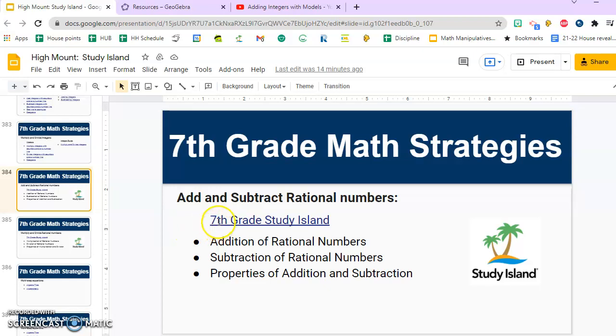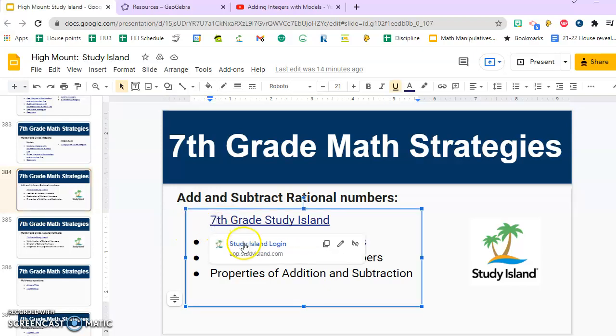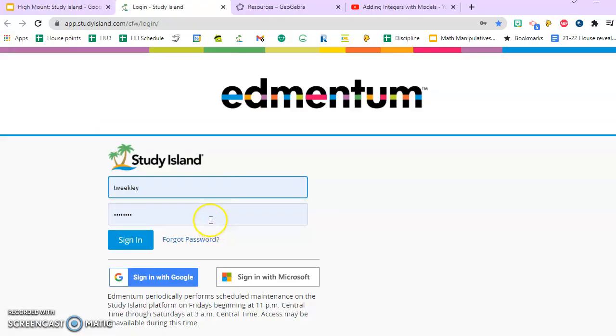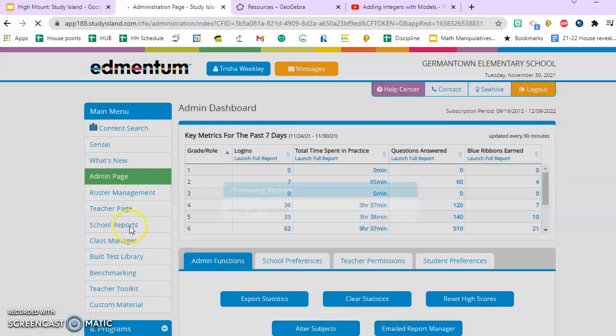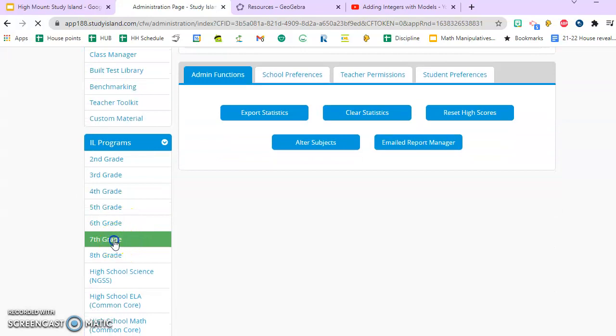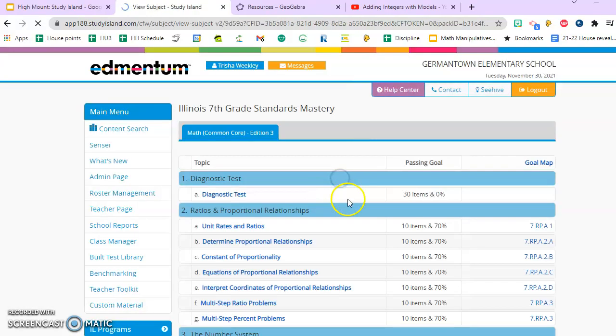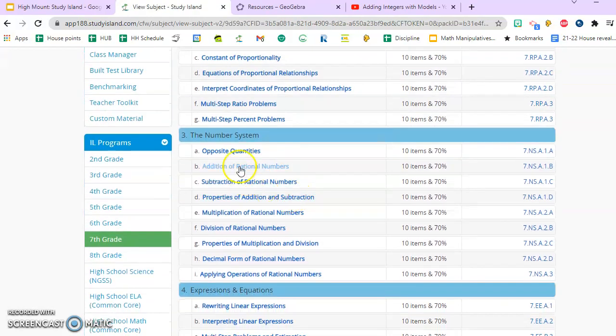But I think Study Island does a good job, and this will just bring you to the Study Island login. So you'll have to go ahead and log in yourself. But I suggest going to the 7th grade, math, of course. And then all of these here, the addition of rational numbers, subtraction, properties of addition and subtraction, and the number system, all of these have great resources.